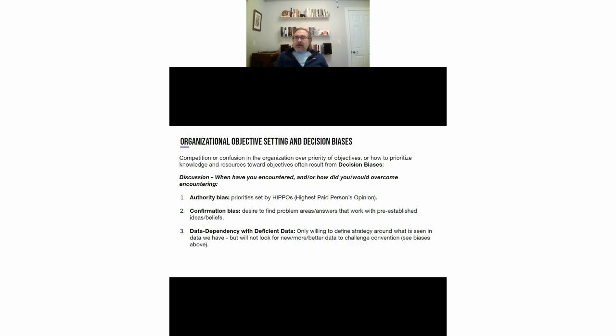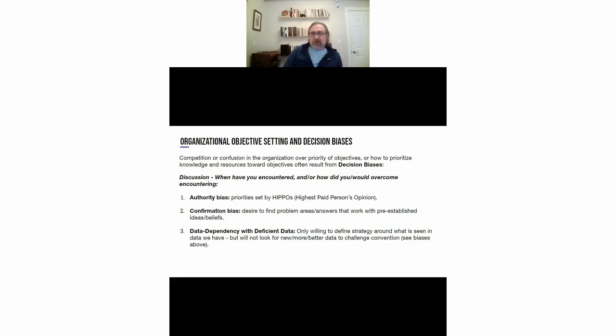So when it comes down to competition or confusion in the organization over how we set objectives, this isn't just within the digital team or the marketing team, right? This is maybe in the instruction that the marketing team gets, the instruction that the digital team gets, right? And it's a question of how to prioritize knowledge or resources toward objectives. And this comes from organizational decision biases.